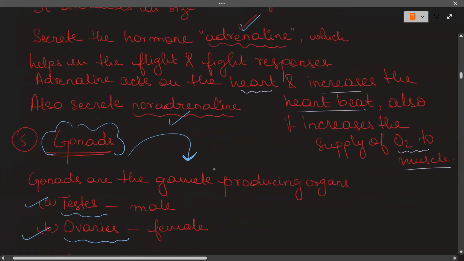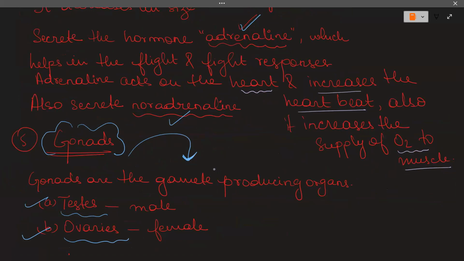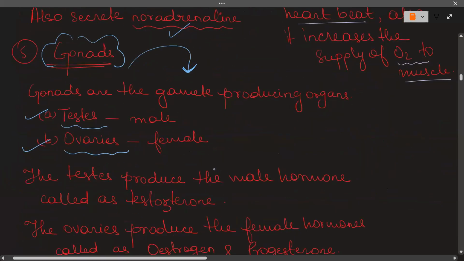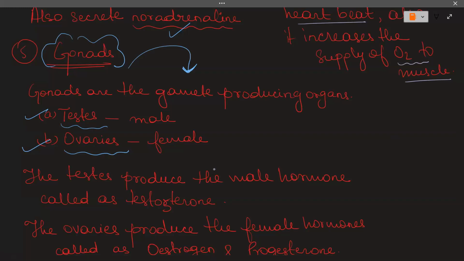Yes, ma'am. All right. Now, talking about the gonads. As I told you, gonads are two, one pair in males, one pair in females. Gonads is the term used for the gamete-producing organs, those organs that produce the gametes. What are the gametes? It is sperm in the case of male, and ova in the case of female. The sperm is produced by the testes and the ova is produced by the ovaries.